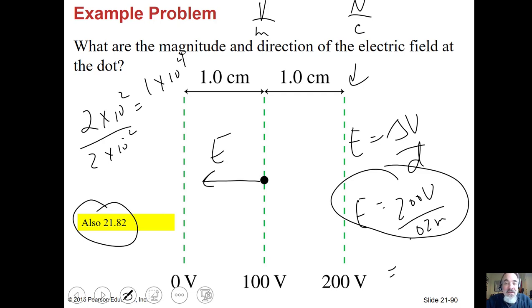So why is that? Maybe if I can free up some room here, we can take a look at it. A volt is a joule per coulomb. I'm going to write it down here actually. So I'm showing you that a volt per meter is the same thing as a Newton per Coulomb.